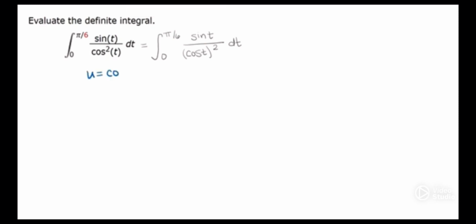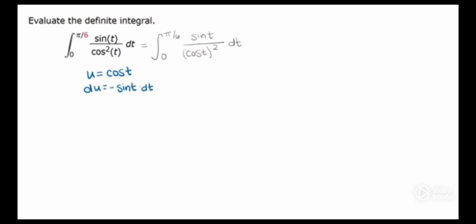Now that we have this rewritten equation, we can start performing a u substitution with our u being equal to cosine t and our du being equal to negative sine t times dt, which is the derivative of u with respect to t. So we can put this down: du equals negative sine t dt.